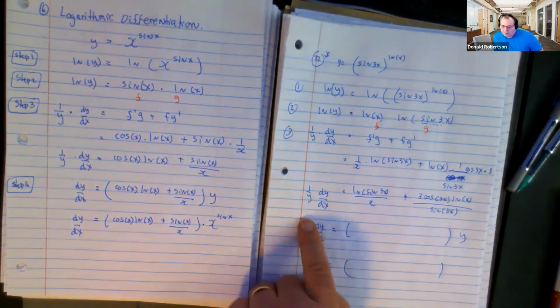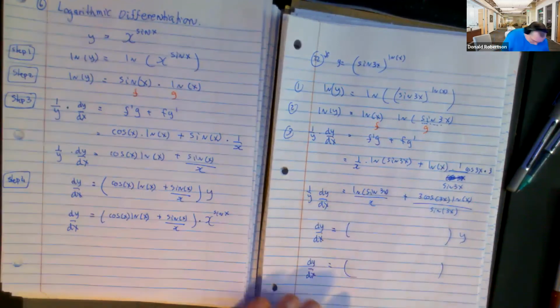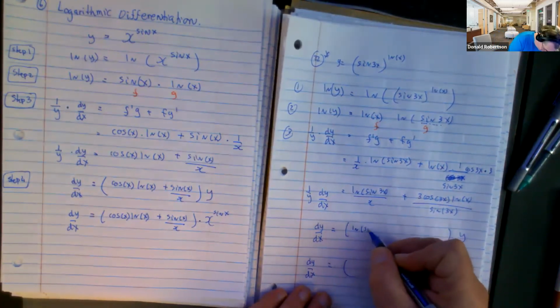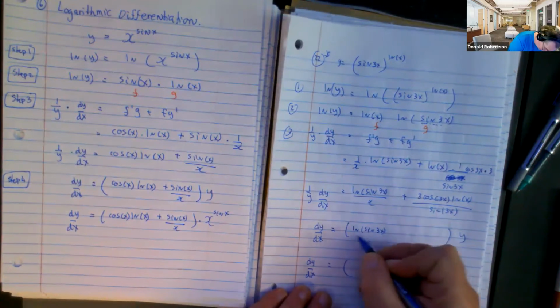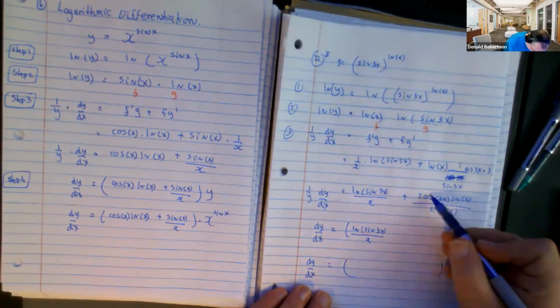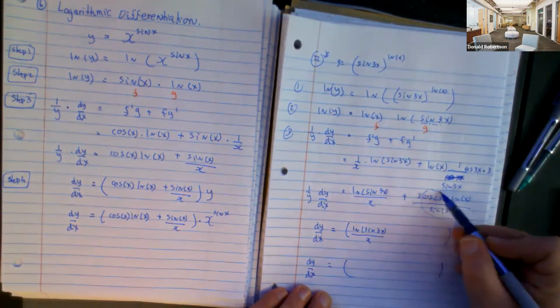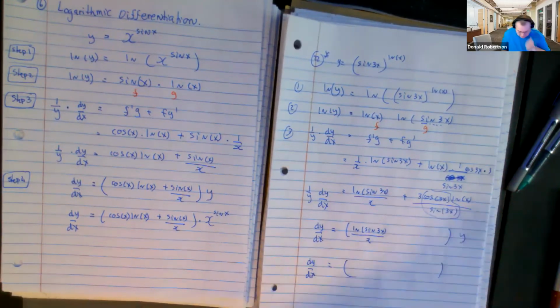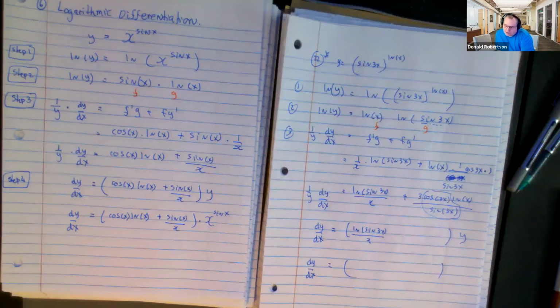I multiply it by y, don't I? And then I notice something, which I'm now going to fix. The cosine of 3x on the top with a sine of 3x on the bottom becomes what? What's a cosine over a sine? Trig identity. Cosine on the top, sine on the bottom. What do you get?